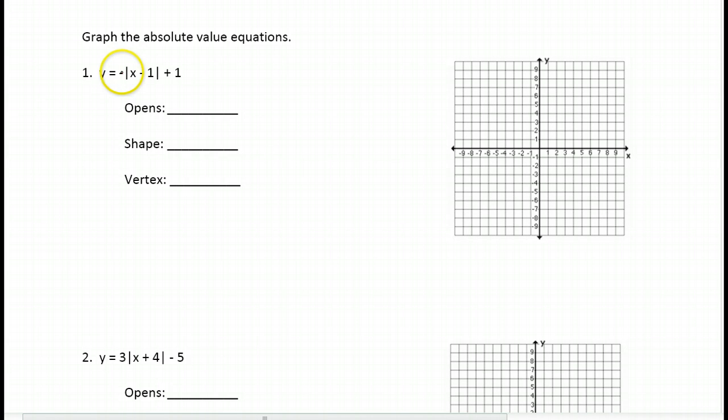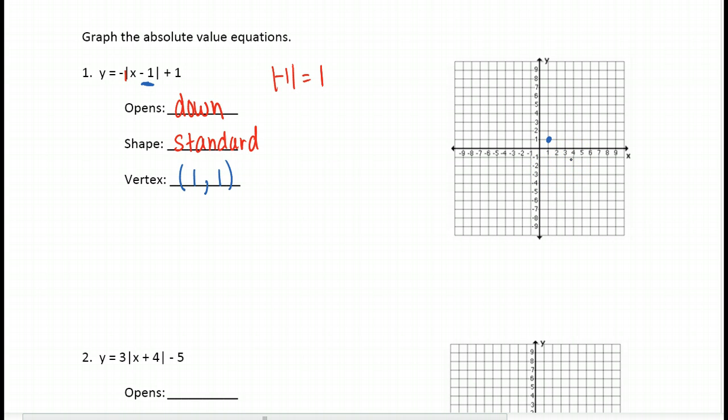So first things first, if I have a negative in front, what does that mean? It means that it opens down. And then I look at that value. It's a negative 1. So if it's a negative 1, the absolute value of negative 1 equals 1. So that tells me that the shape is standard. And from the rest of the graph, we can look at the vertex. So inside I have a negative 1, so that means my x-coordinate is positive 1. So the first thing you should do is plot that vertex at 1, 1.